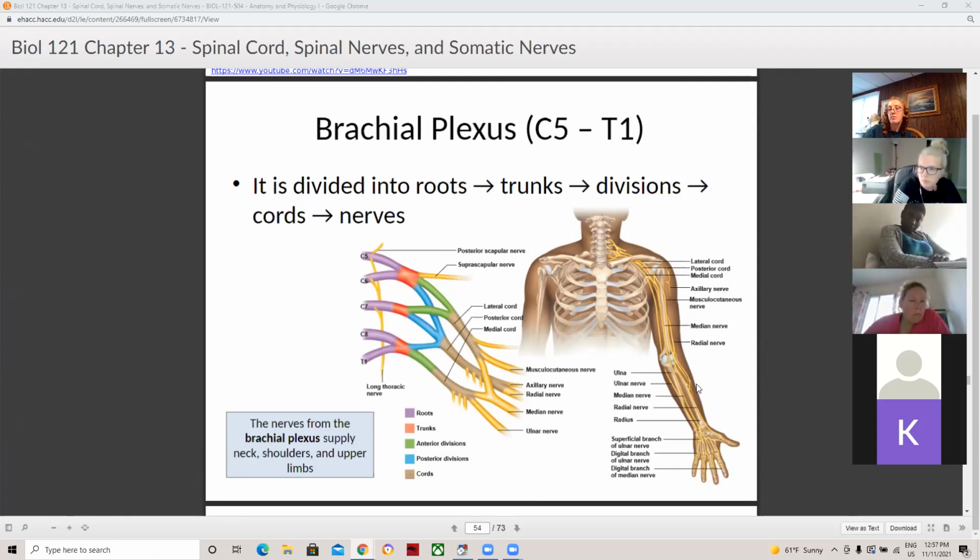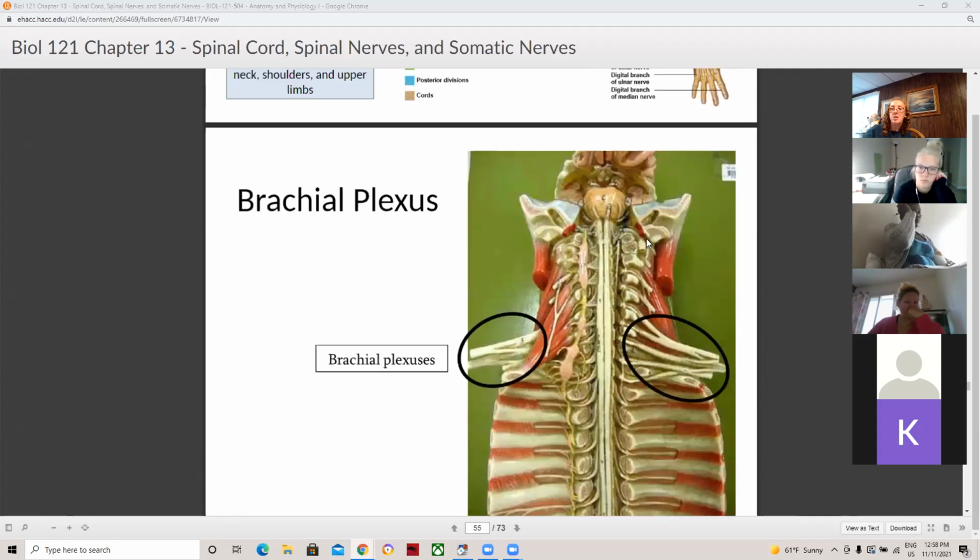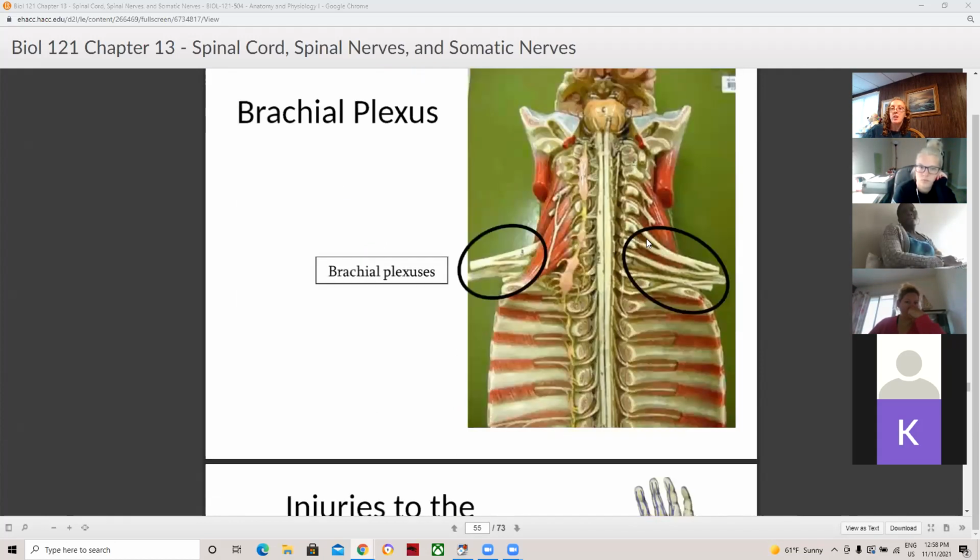Ulnar nerve passes by on the back side of the ulna. Median nerve passes by the front of the hand, so it's going to innervate everything in that area. So a lot of times if you study the routes of nerves and then you learn the muscles, you can determine what nerve is innervating what muscles based on the fact that they're overlapping. So brachial plexus coming off C5 through T1.